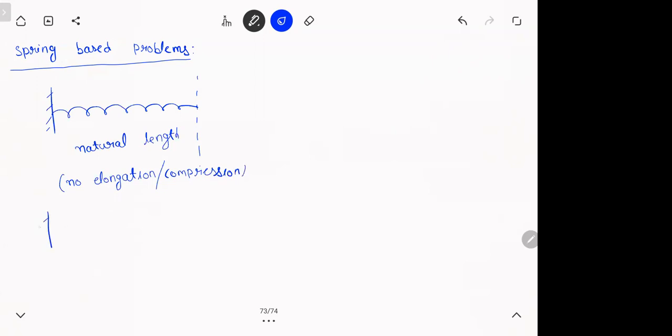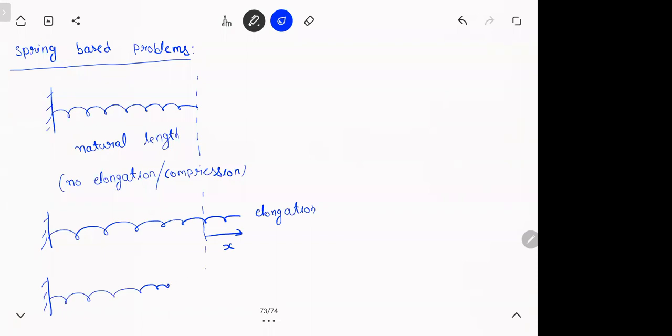Now, springs have this property. If you stretch them, what do you mean by stretching? The length is more than natural length. We call it elongation. It is stretched. Suppose the length is less than the natural length, meaning someone pushed it inside, so we call this compressed. So when you say a spring is compressed or elongated, it totally depends on whether the length is more than natural length or less than natural length.